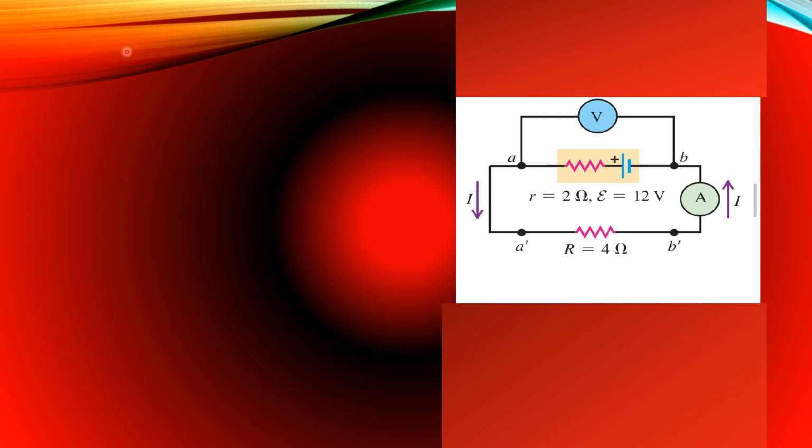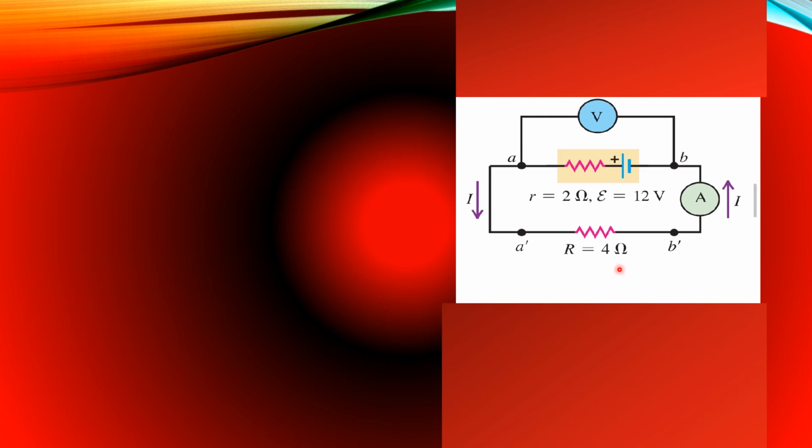What if the same battery is now connected to an external resistor, big R? The external resistor, big R, has a resistance equal to 4 ohms. So this new setup or circuit diagram is an example of what we call a closed circuit.